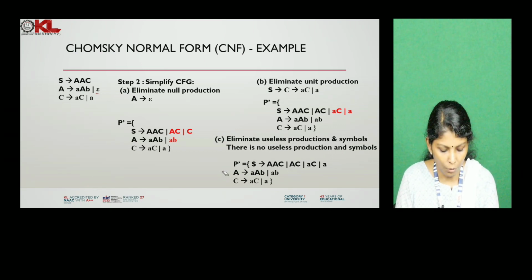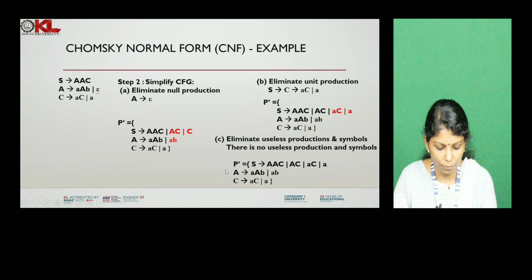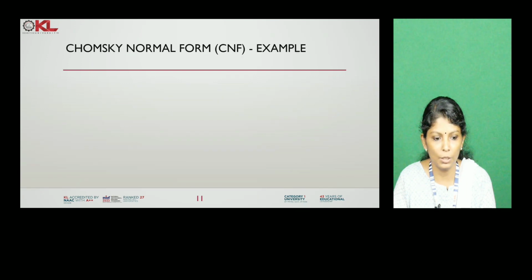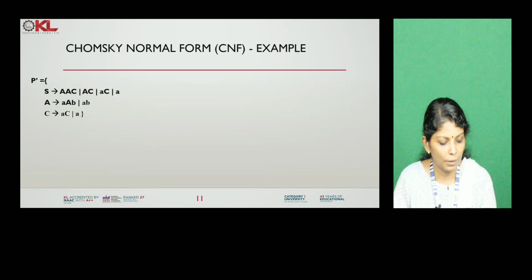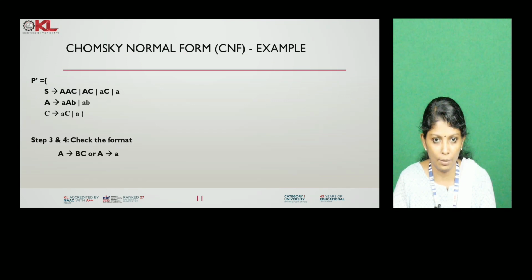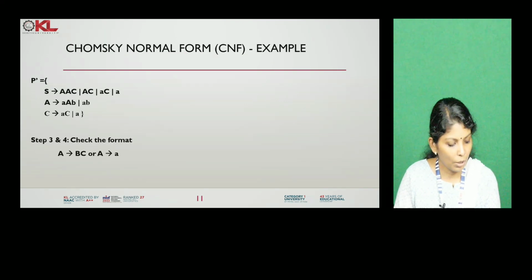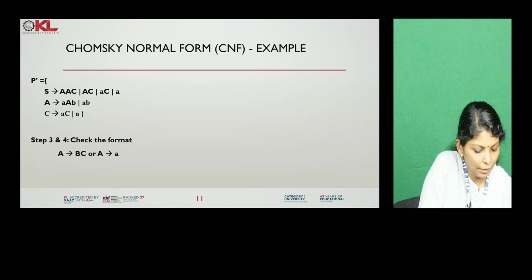Okay. Now we have to move to the third step. That means we have to convert all the productions into the A gives BC format or A gives small letter a format. Okay, two variables or one terminal on the right hand side. Okay, so let us check.